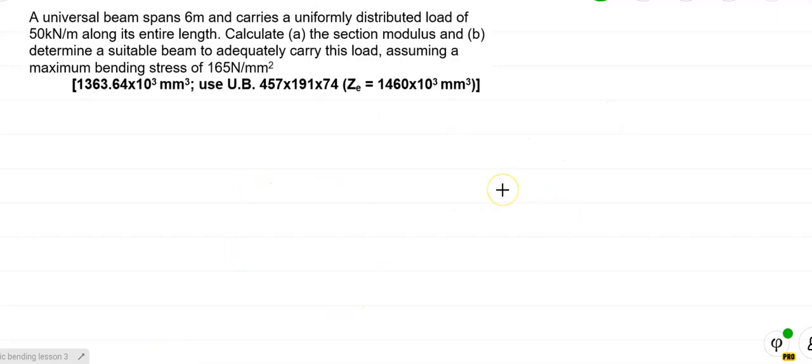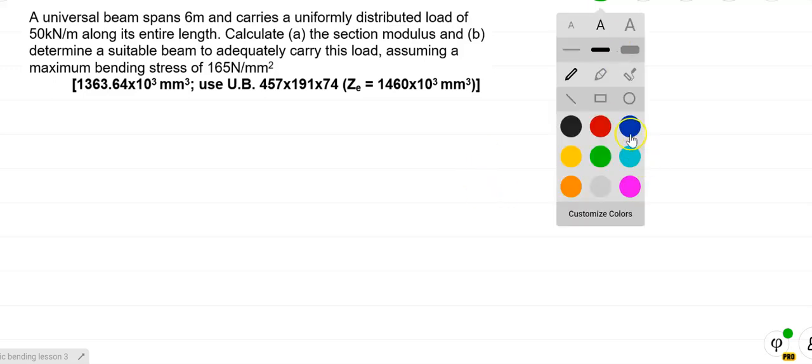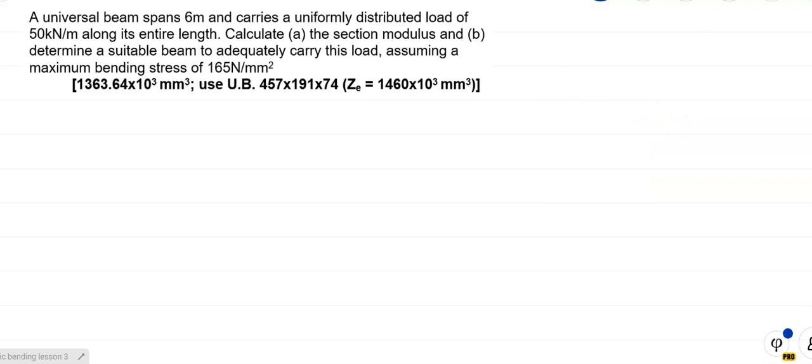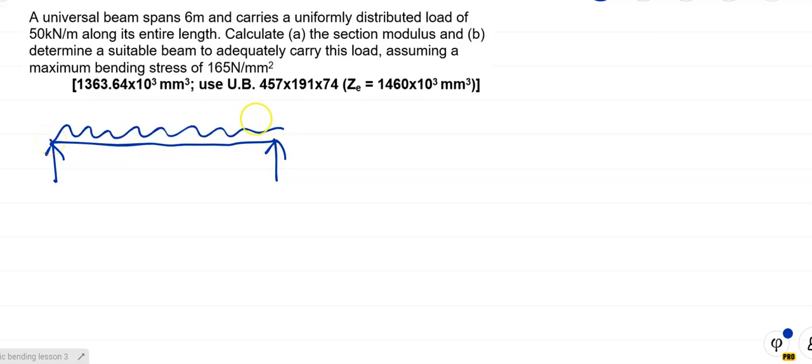Number 2 says that a universal beam spans 6 meters and carries a uniformly distributed load of that along its entire length. Right, I'm going to draw the picture. The picture looks something like so. Just quickly, it looks like so. Here's the UDL. UDL is equal to 50 kilonewton meters along its whole length, and it's a standard case.